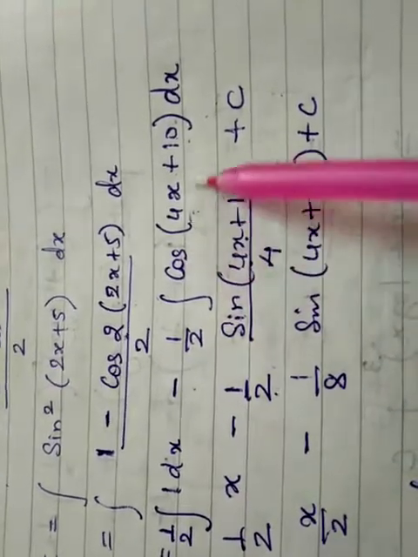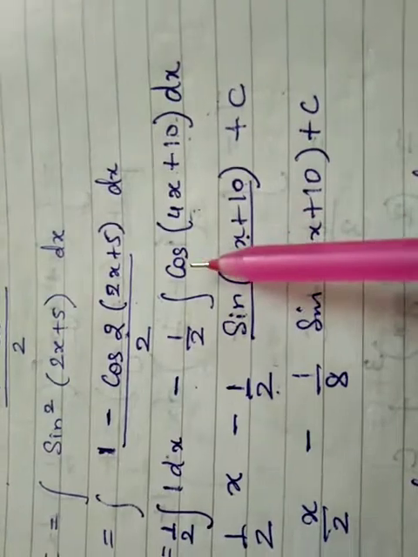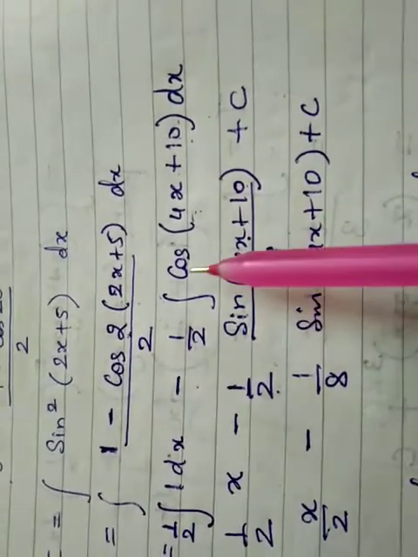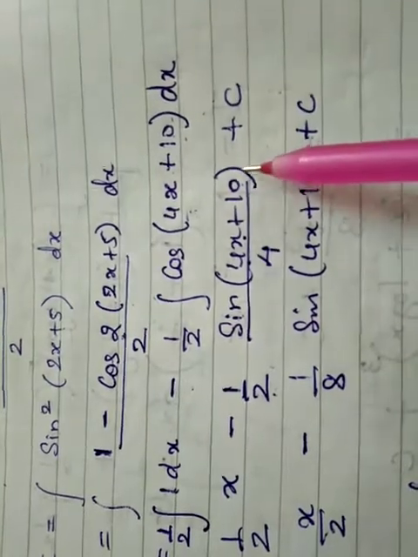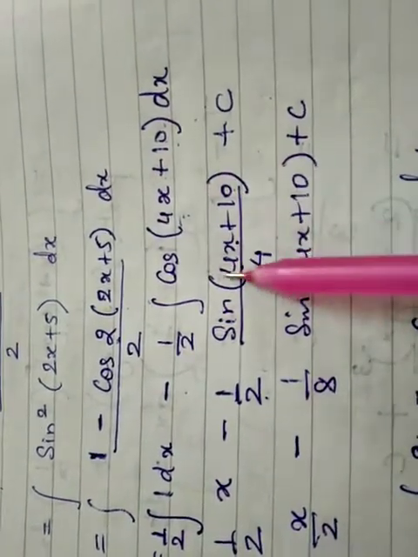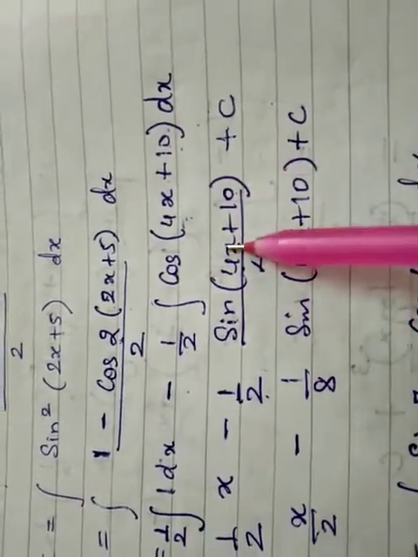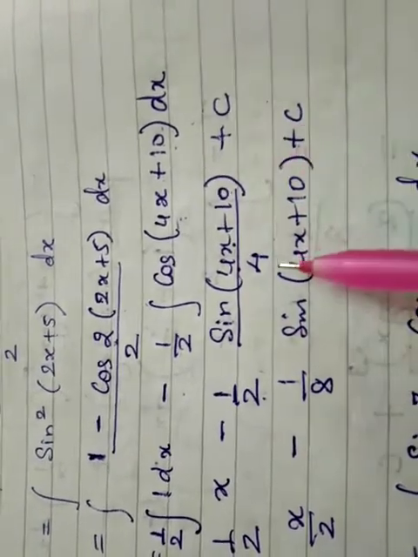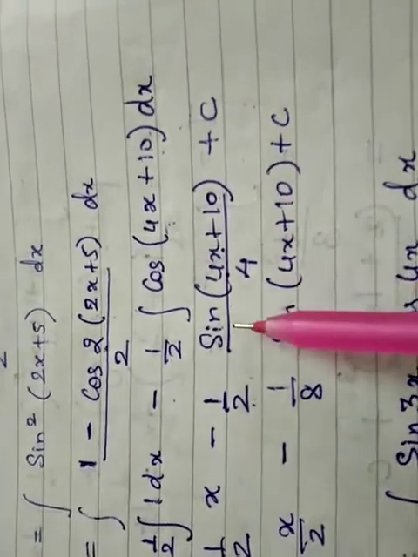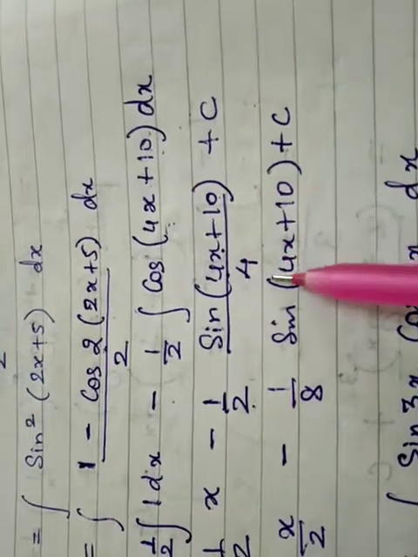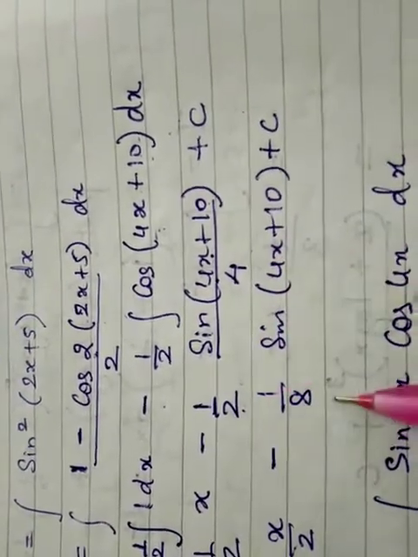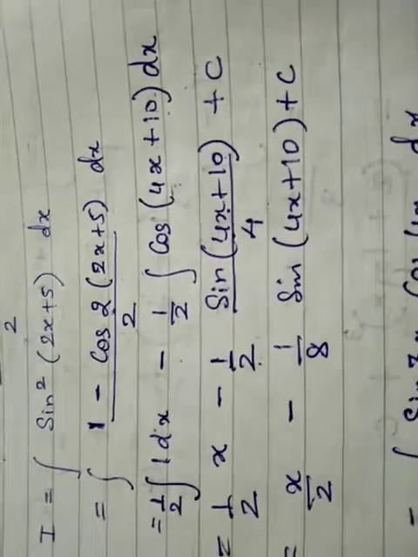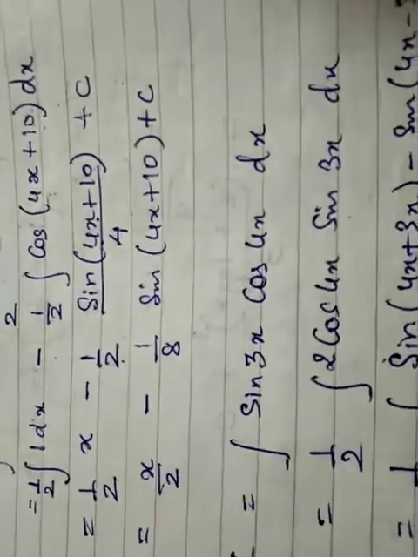Now integration of cos of 4x plus 10: integration of cos is sine, so it will be sine of 4x plus 10, and when you differentiate the bracket, that is 4x plus 10, the answer is 4. You divide by that answer, that is 4, so I have sine of 4x plus 10 upon 4, and 1 upon 2 into 4, that is 1 upon 8 into sine of 4x plus 10. So we have completed the first question.